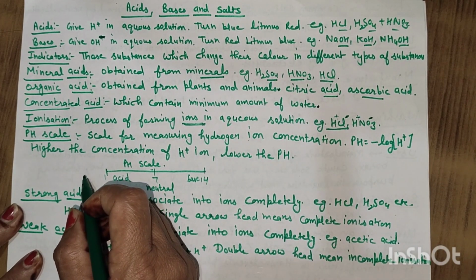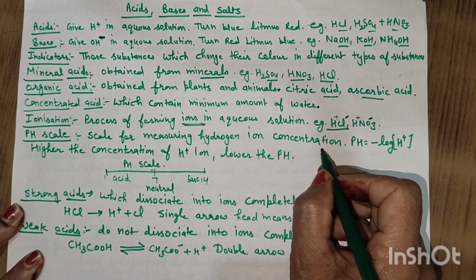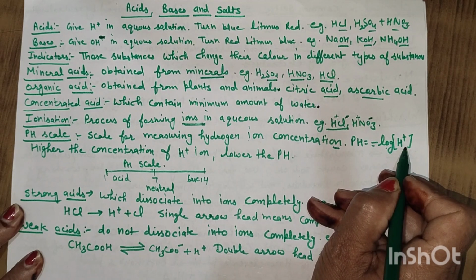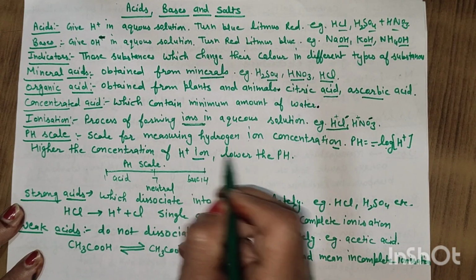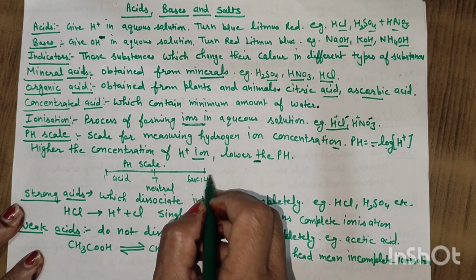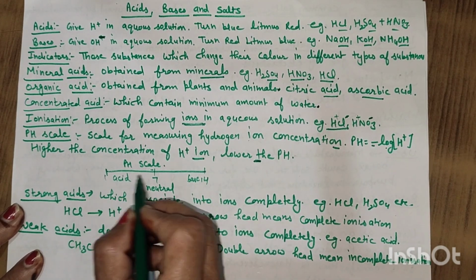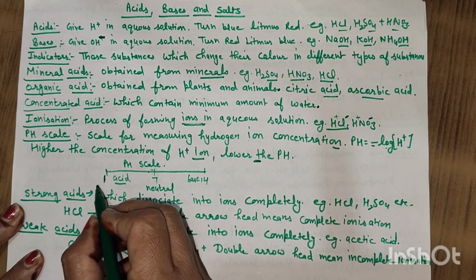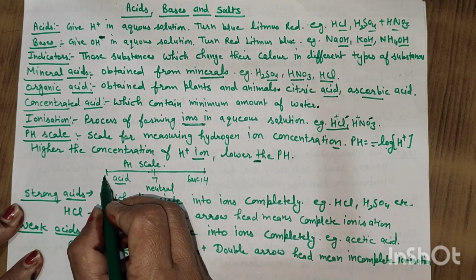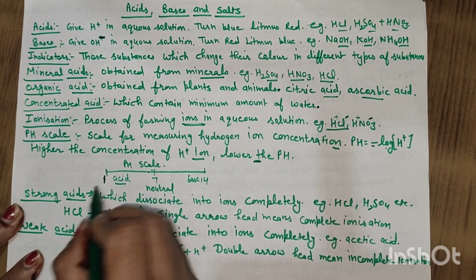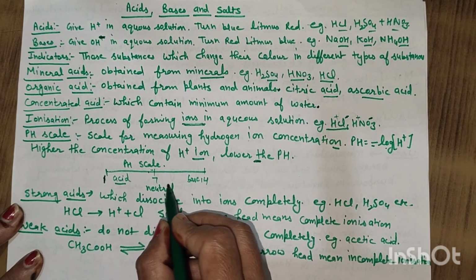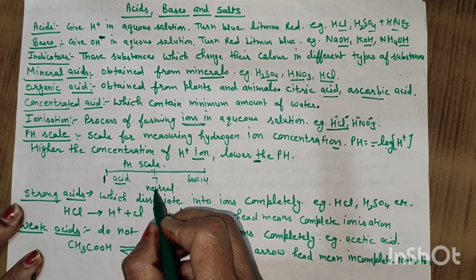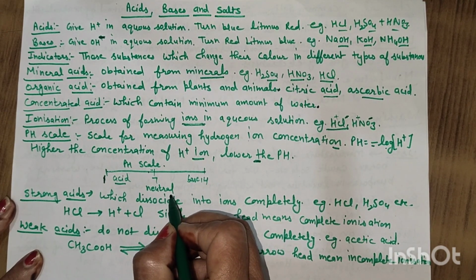pH scale. The pH scale is a measure of the hydrogen ion concentration. It is the negative logarithm of the hydrogen ion concentration. The higher the concentration of hydrogen ions, the lower the pH. If the pH is low, 1 to 6, these are acids, and at 1 it is highly acidic. As the pH increases from 8 to 14, they are basic in nature, and at pH 7 it is neutral.